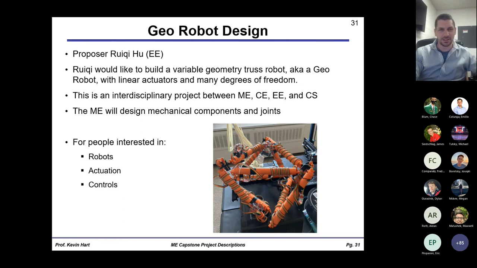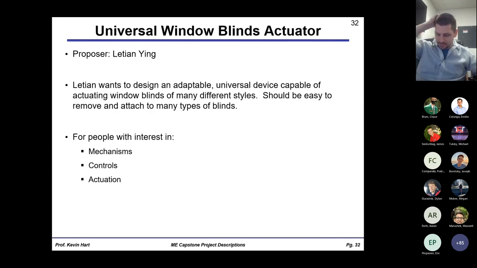Actuation, controls, automation, consider this guy. Lei Jian wants to create an adaptable device for automatically closing window blinds. I guess he's got trouble sleeping these days. The idea is that you want to have some device that's more or less universal that can be used to quickly go onto some sort of window shades or window blinds and have the ability to actuate them. So somebody who's interested in mechanisms, controls, actuation, universal design, ergonomics. There's a lot going on here. Could be an interesting one.